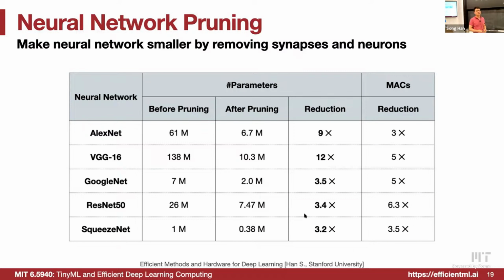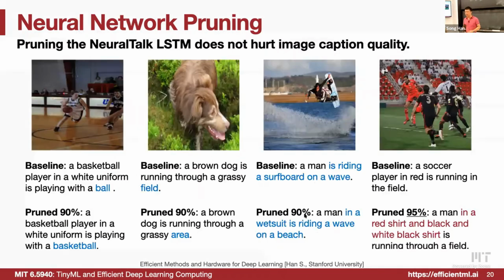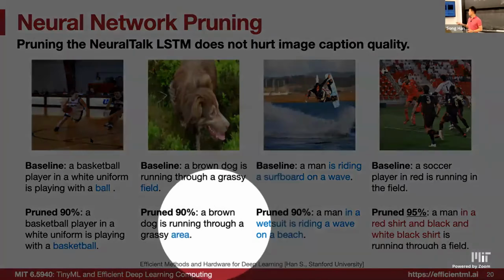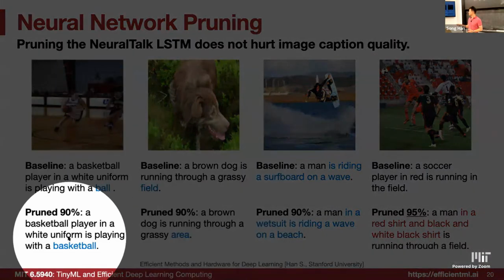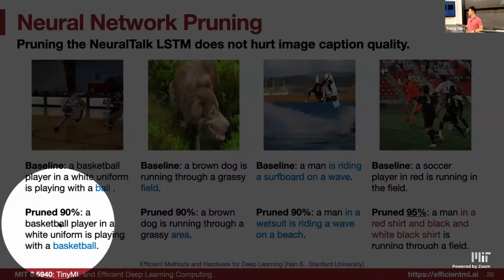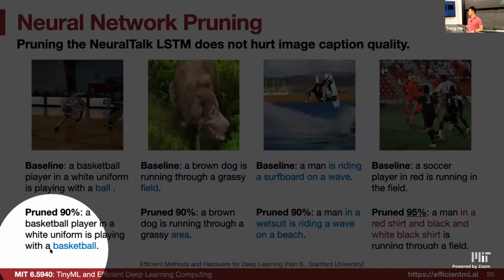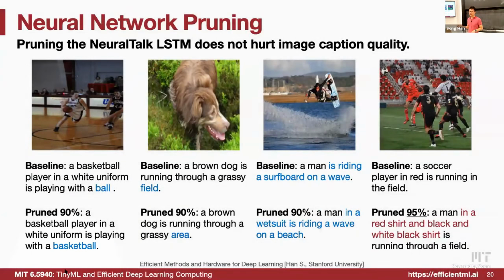Not only for such image tasks, but also for visual language tasks like captioning, we can still prune it. For example, the first image, the original caption is: a basketball player in the white uniform is playing with the ball. Okay, it's indeed the case. And if you prune away 90% of the parameters, it says a basketball player in white uniform is playing with a basketball. It's pretty accurate.